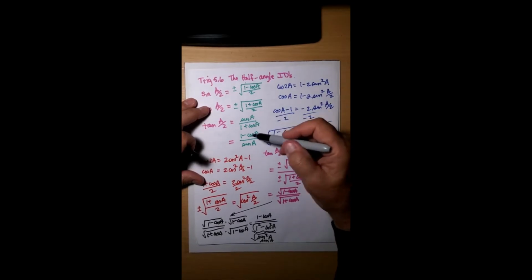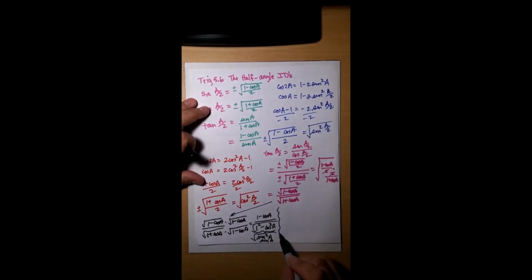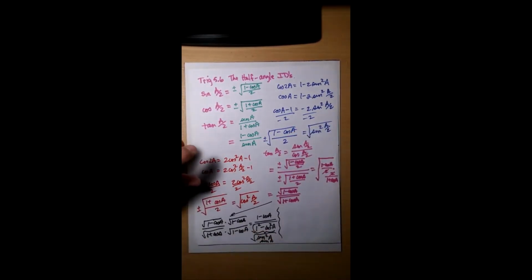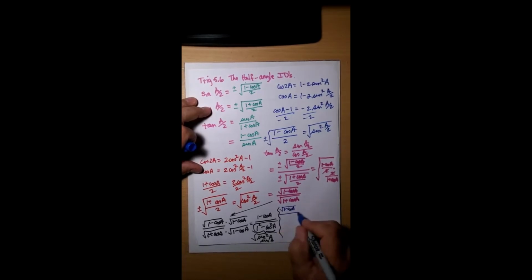So, 1 minus cosine A over sine A. The other one is very similar, but now we multiply both numerator and denominator by the denominator. Square root of 1 minus cosine A over the square root of 1 plus cosine A, times this denominator, the square root of 1 plus cosine A. So we're just multiplying by 1.